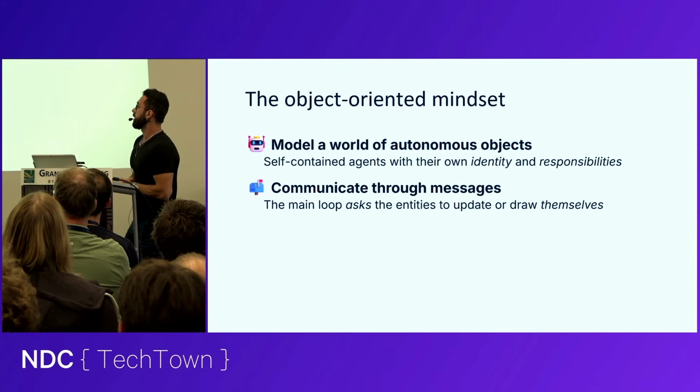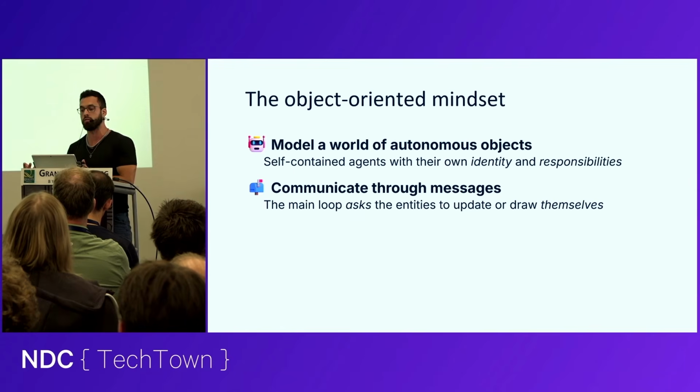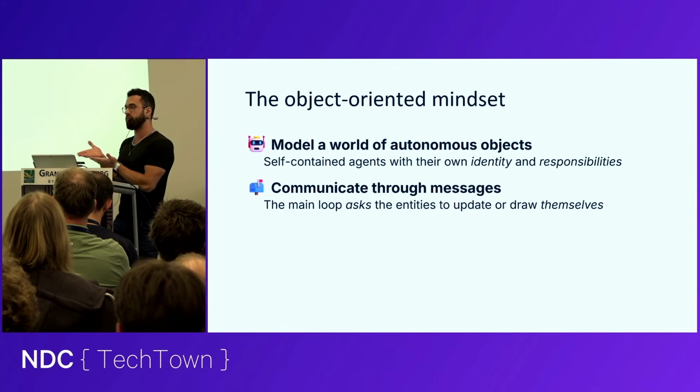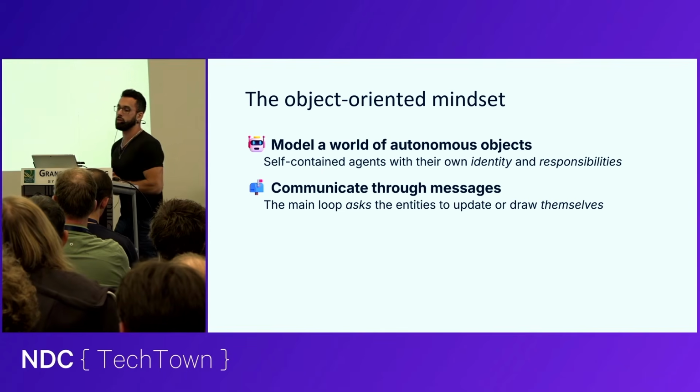In the example that we had with the rockets, it is the main loop that asks the entities, please update yourself, please draw yourself. So the higher level doesn't really have visibility of what's happening, it's merely communicating, asking those entities to do something.